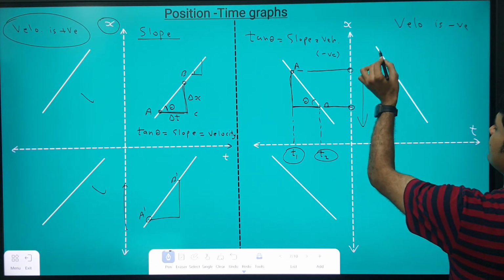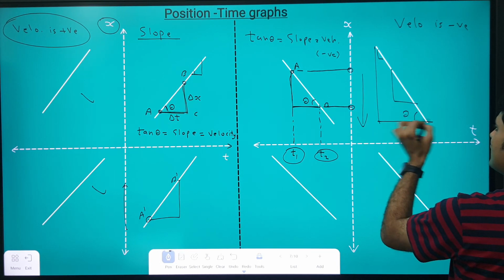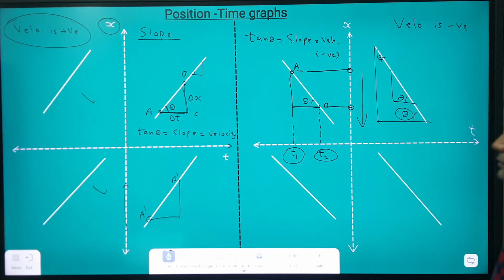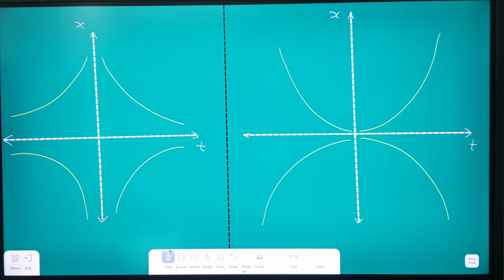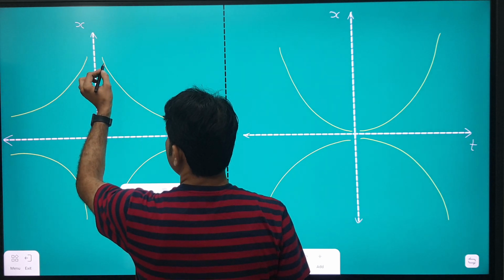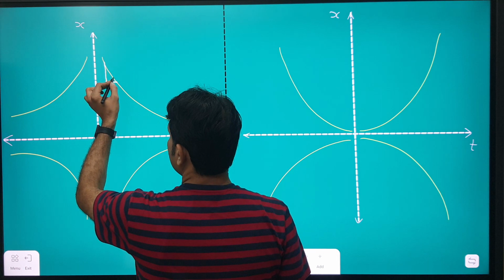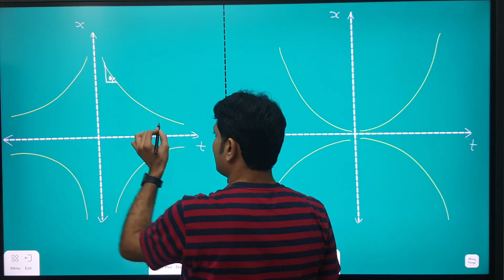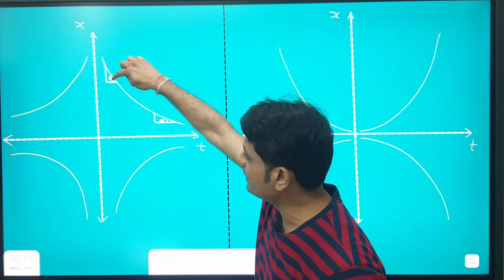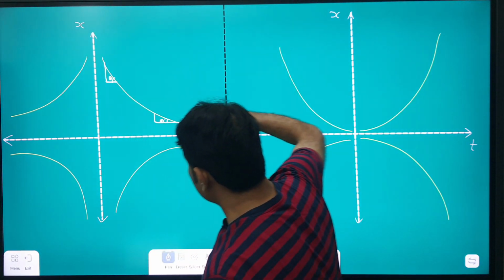Here also, if you find tan theta at this point or at this point, or you take a very large triangle, you will get the same angle theta. But in this case, theta is not constant everywhere. Theta is constantly changing. If you make a slope for these 2 points, and if this is theta and this is theta dash, then you can see that theta is greater and theta dash is small. It means the magnitude of velocity is decreasing.